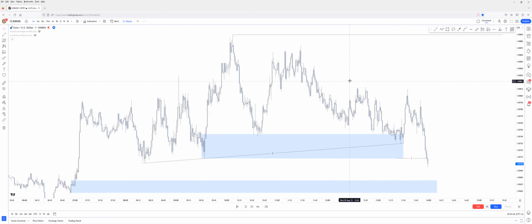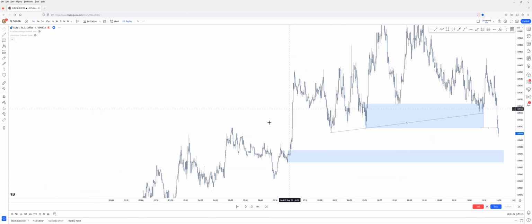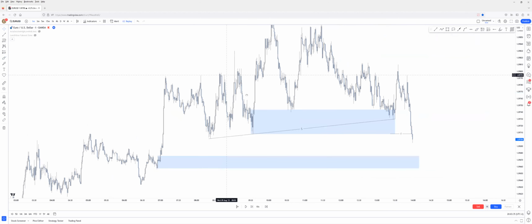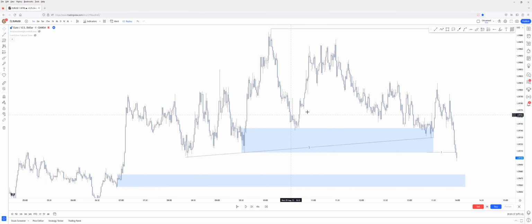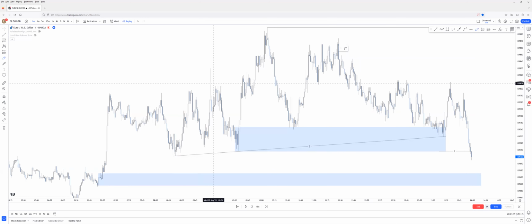So first of all, I'll talk about what the plan was in the New York session for Euro USD. Basically, we had a beautiful 50-minute bullish order flow. And here we are at the last recent region. This was the last recent 50-minute leg. And here was an extreme demand.